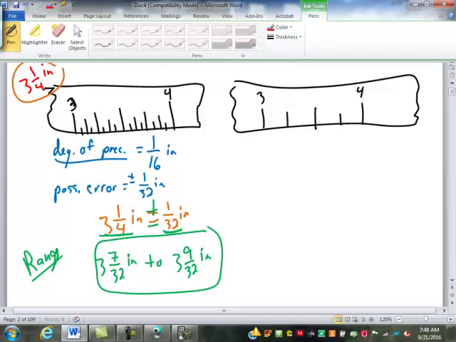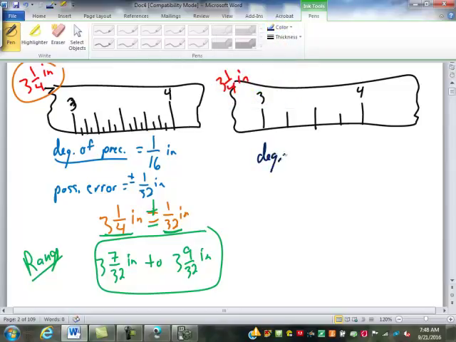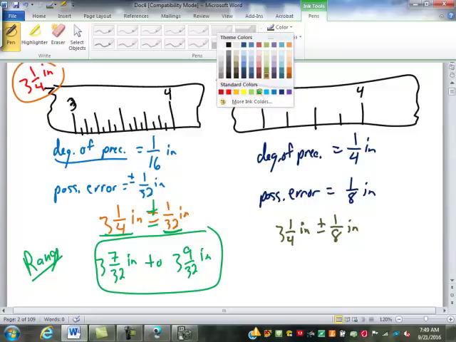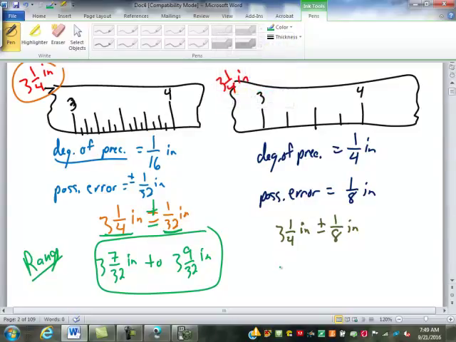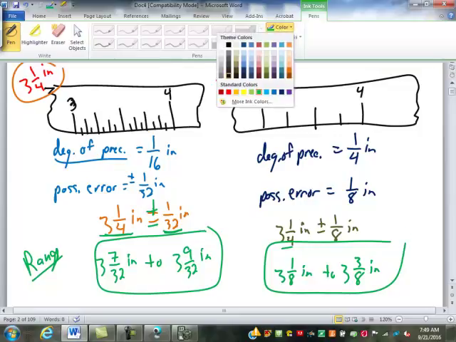Over here, however, if I report something as being 3 1/4 inches measured on this device, what is the degree of precision? Careful. The degree of precision is only 1/4. Possible error is an 1/8. You got it. So what that means is that measurement of 3 1/4 is 3 1/4 inches plus or minus an 1/8 of an inch. What does that give us for that possible range? Well, 3 1/4 minus an 1/8 is 3 1/8. 3 1/4 plus an 1/8 is 3 3/8. That's a pretty wide range. It's a full 1/4 inch. Not even in the wood shop is that going to be acceptable, right?